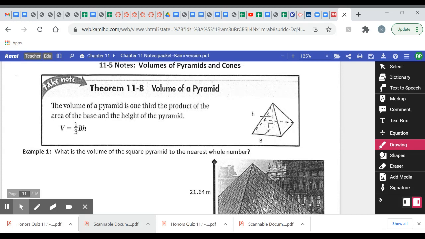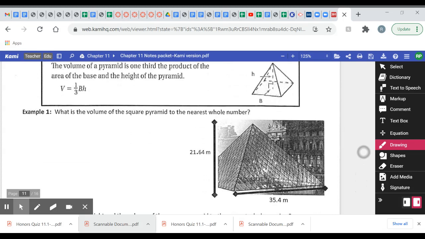All right, theorem 11.8, volume of a pyramid, just says the volume of a pyramid is 1/3 the product of the area of the base and the height of the pyramid. So again, same formula as the prism, the capital B times H, except for the 1/3 is in front. And that's kind of why it comes up to a point, is where the 1/3 comes into play.